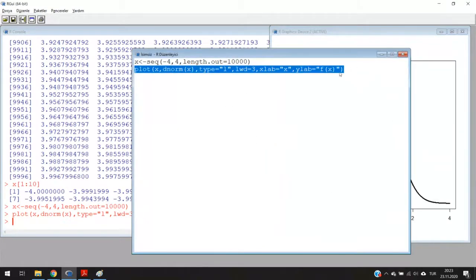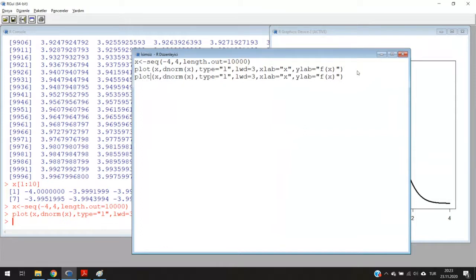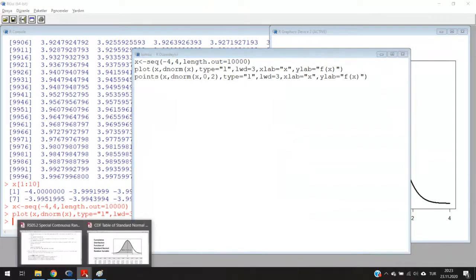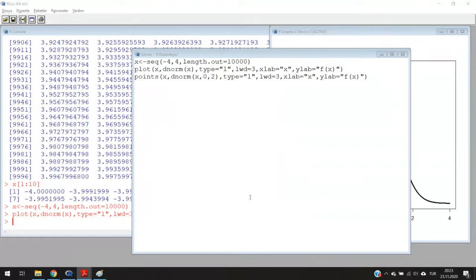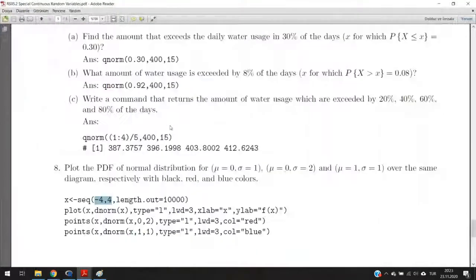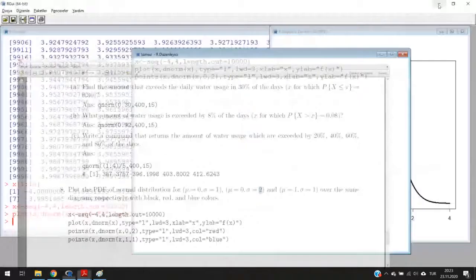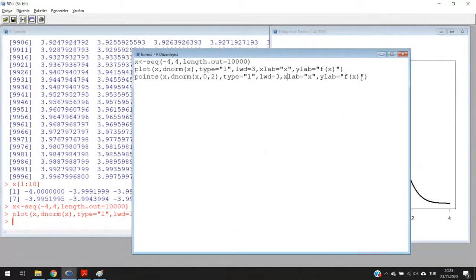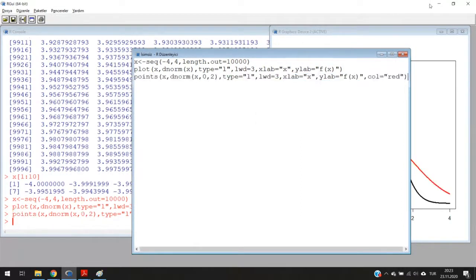Now I am just going to plot the second probability density function. But this time the parameters are going to be, location parameter will be 0 and scale parameter will be 2. So what I want to see is the effect of the scale parameter. So how does the distribution change if the scale parameter is increased to 2? And this time the color is going to be red. And let's see the results.